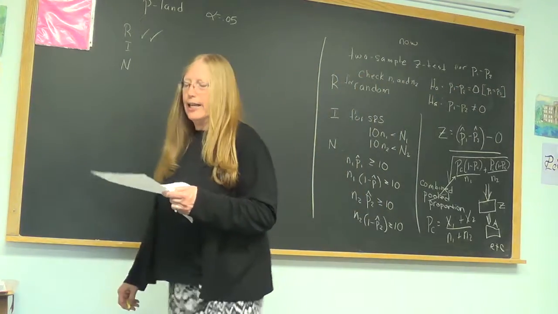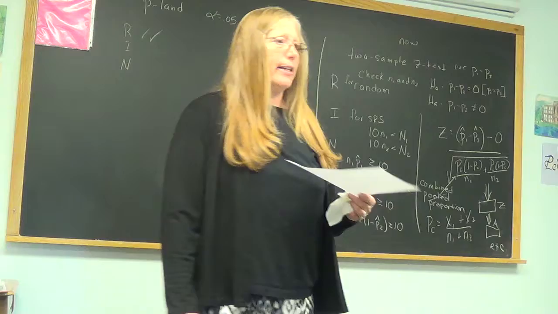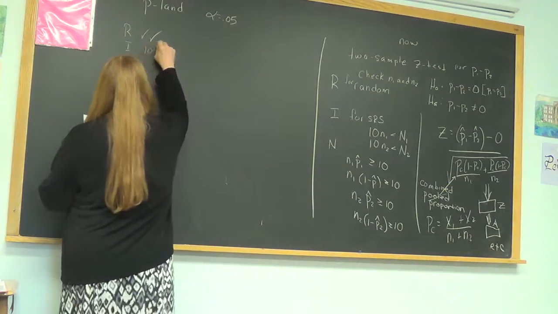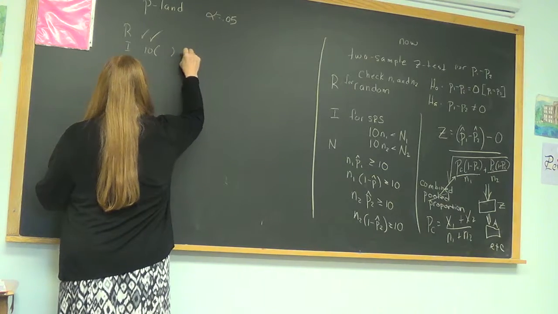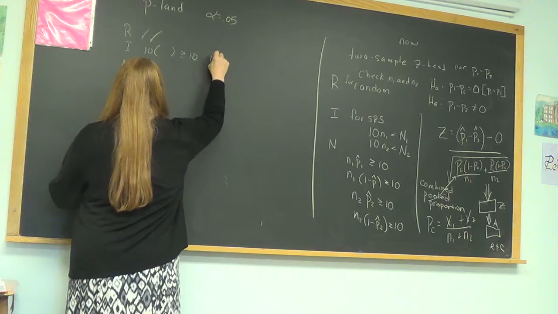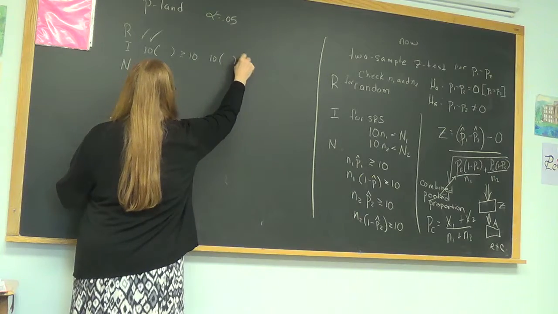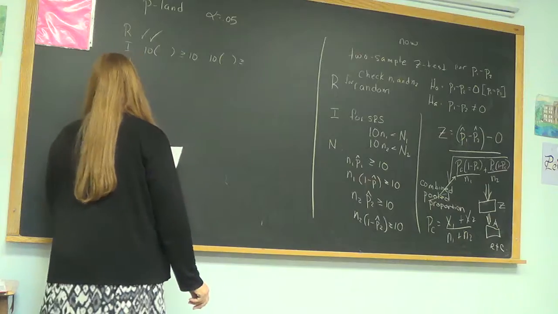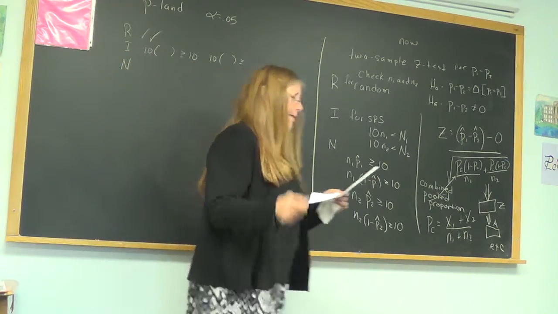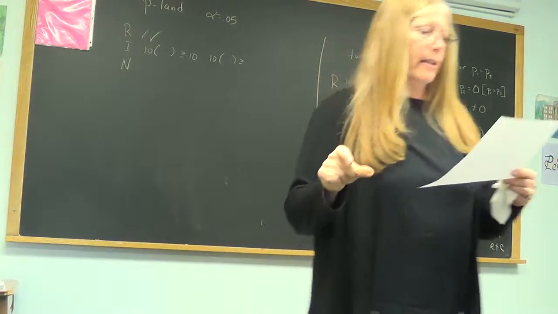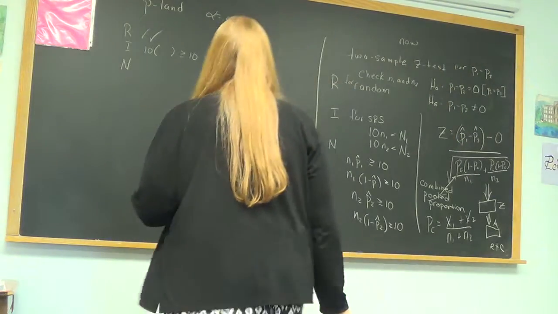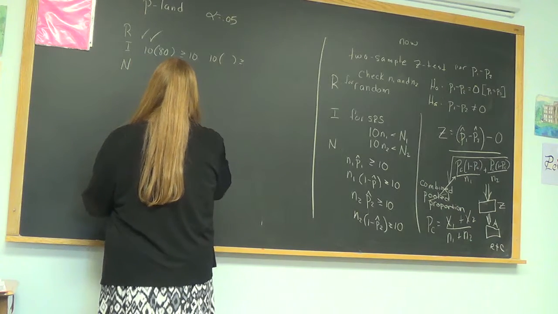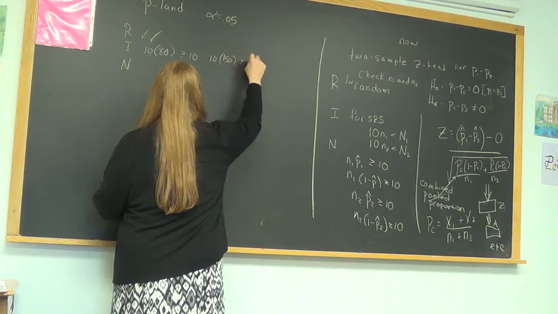We are checking 10 times what and 10 times what in this case. Dan, can you pick out the numbers? It's 10 times, the first number was 19. This is the whole sample size, 80. So that will give us a number greater than 10, and then the other one, Dan? 150. Right, and that will give us a number greater than 10.